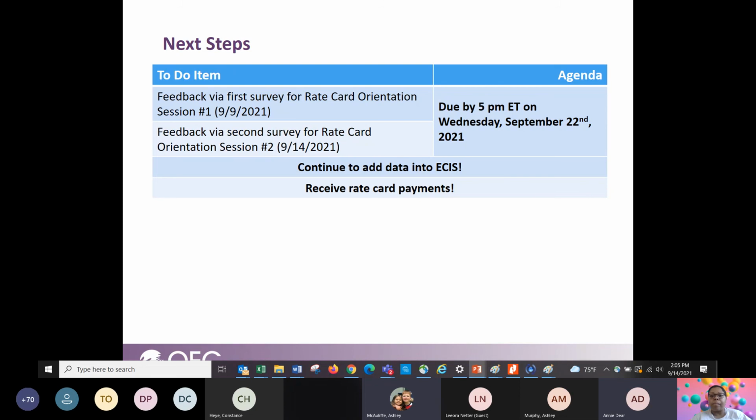Basically, we just need the information regarding the survey feedback from your first rate session that we had on September 9th. And we need that before September 22nd, 2021. And then these are the last steps.